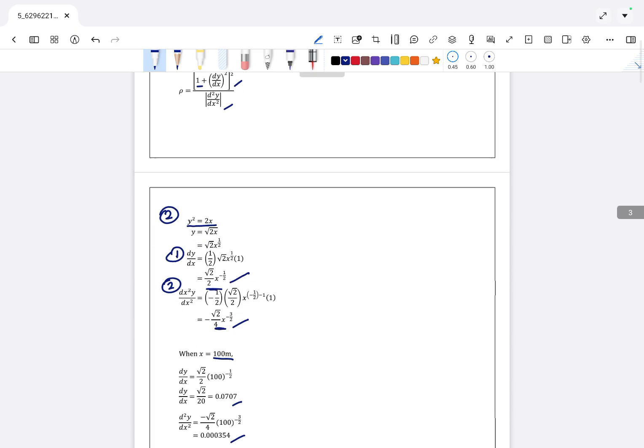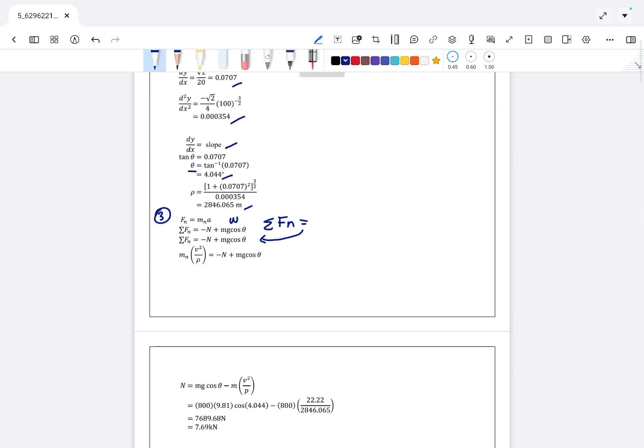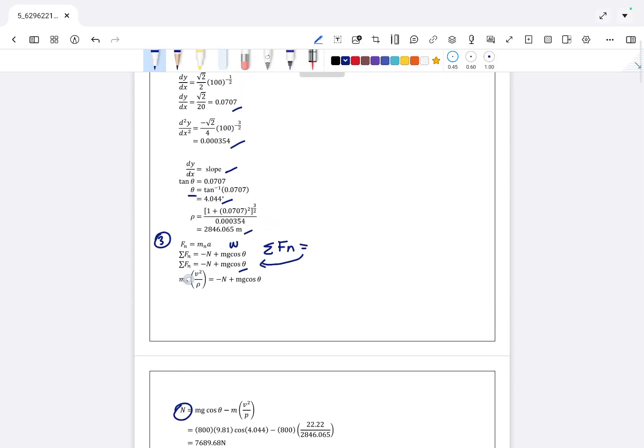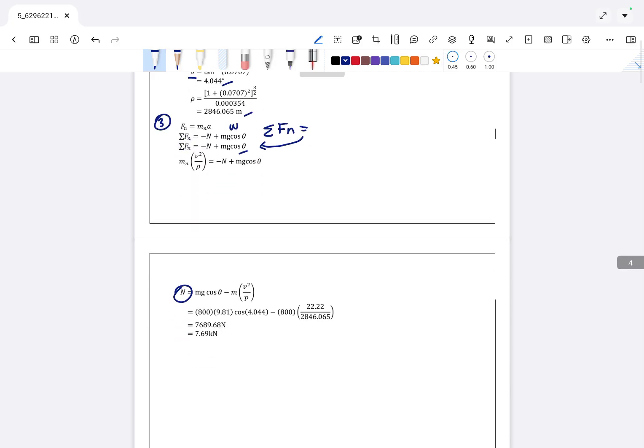After we write down this formula, we can find the normal force here, but before that we also need to change the acceleration value into v square over rho. After we do that, we can find the normal force, and it will give the answer 7.69 Newton. So this is the answer.